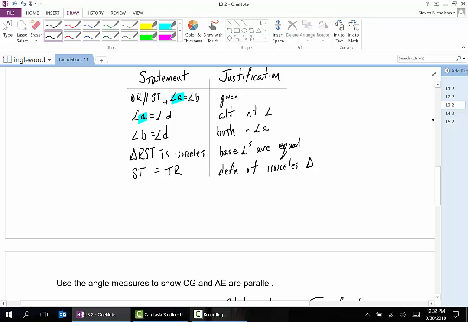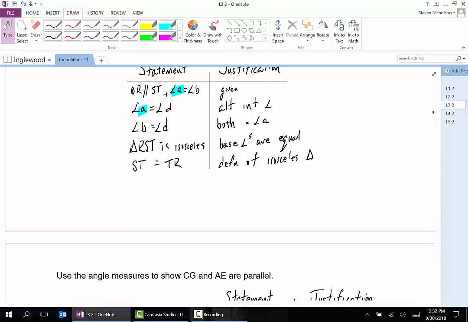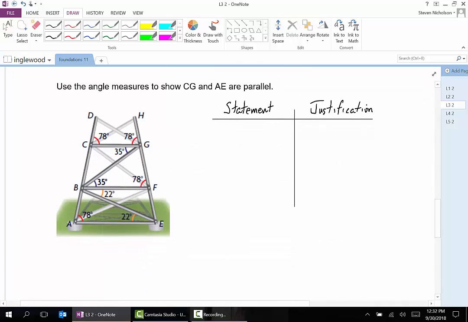And again, you have to think your way through. You have to try some things. Sometimes they don't work, and you just go back. But remember, statement, reason, statement, reason, statement, reason.